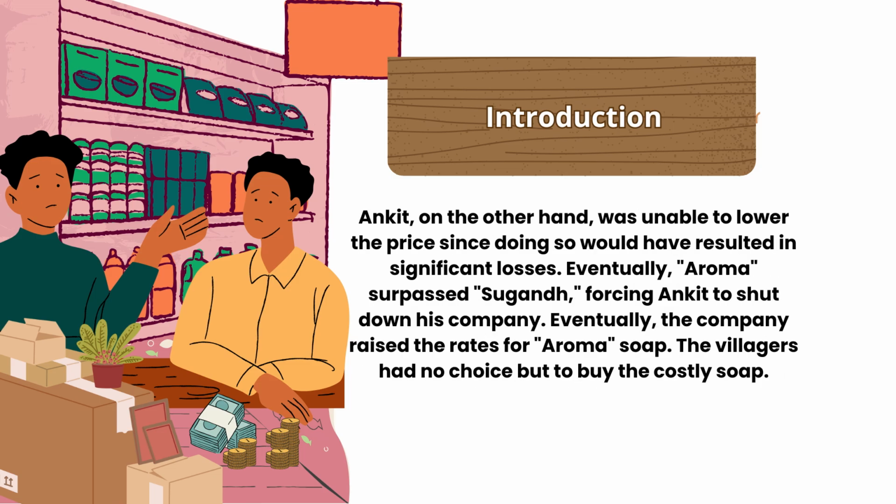Ankit, on the other hand, was unable to lower the price since doing so would have resulted in a significant loss. Eventually, Aroma surpassed Sugandh, forcing Ankit to shut down his company. Eventually, the company raised the rate for Aroma soap. The villagers had no choice but to buy the costly soap. Do you consider this to be fair? Naturally, no. It's not fair to the locals or to Ankit.